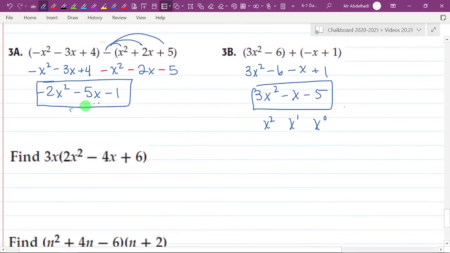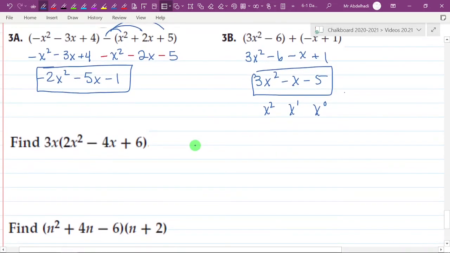All right, that was adding and subtracting. Multiplying comes in all different kinds of configurations, shapes and sizes. If you have one term times three things here, this is called distribution. Once again, all this is Algebra 1, so just a little bit of review here. So if you have one monomial times a trinomial, you're going to distribute the monomial to each monomial inside the trinomial here.